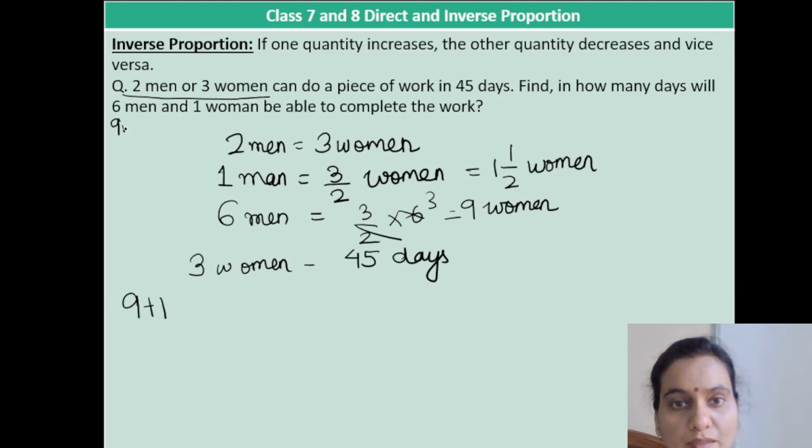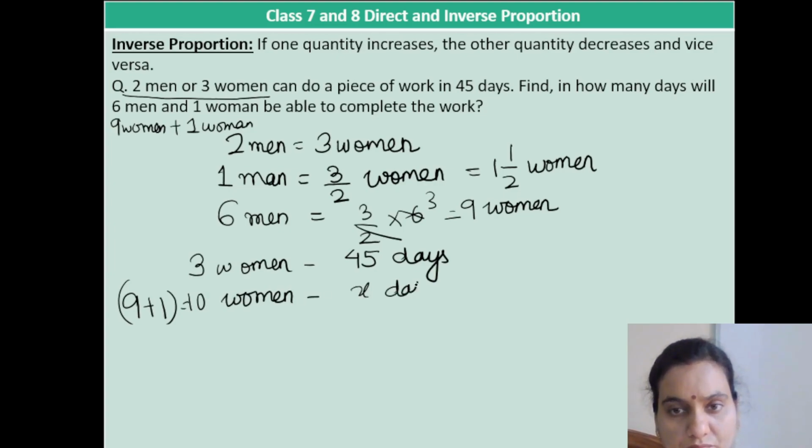Instead of 6 men, I can say 9 women plus this 1 woman who's already there. So that is equal to 10 women. I'll write here, equal to 10 women. How many days will they take to complete the same work? So if you see, 10 women will require fewer days. So this is inverse proportion. I will mention that when the number of women increases, the number of days will decrease.